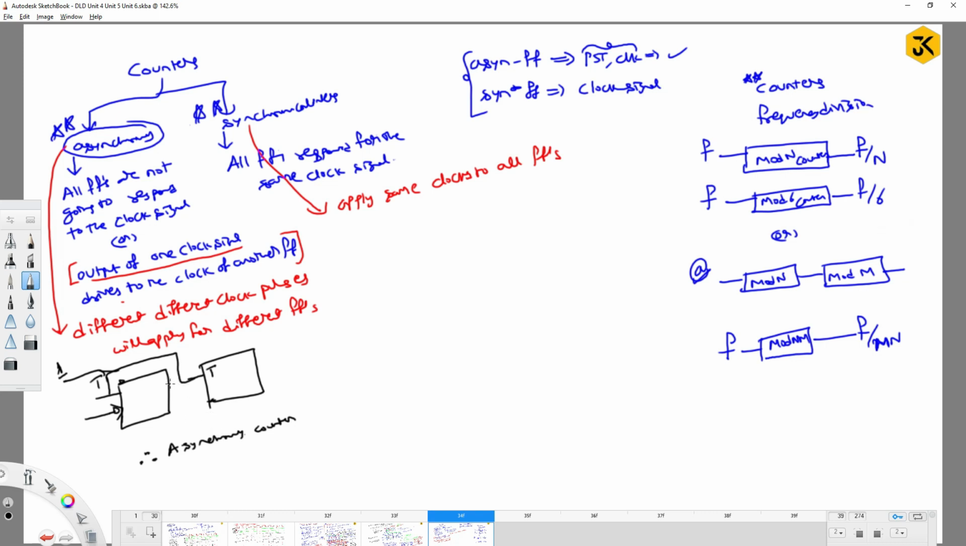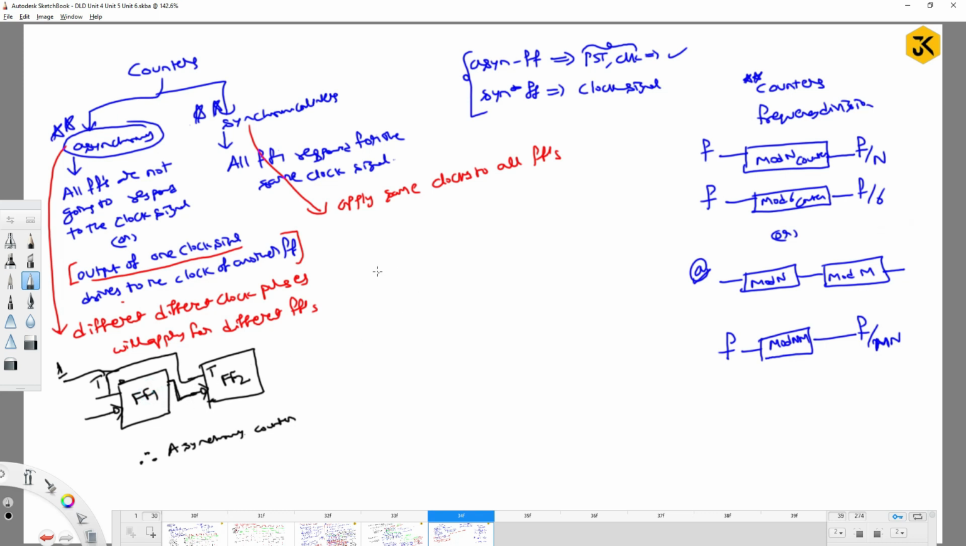Why? Because the clock signal for flip-flop 2 depends on the output produced by flip-flop 1. I can call it an asynchronous counter.